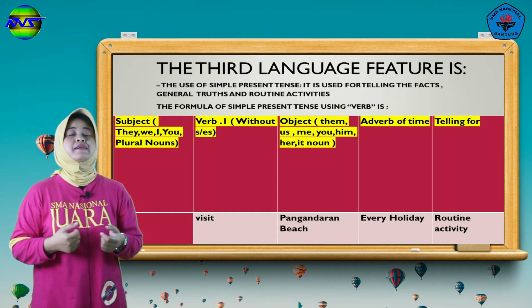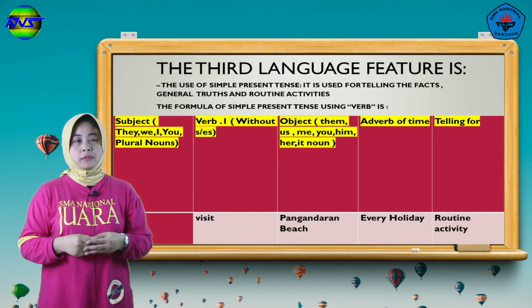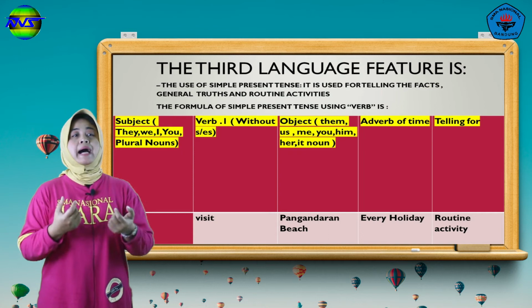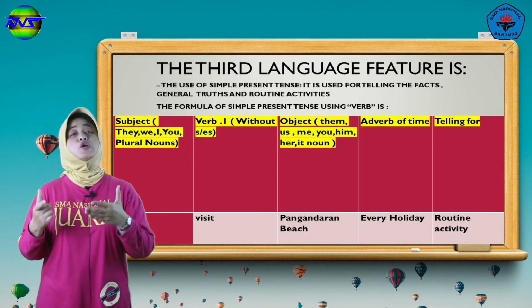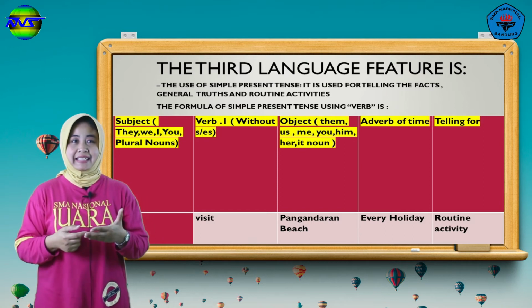Okay, now let's see. We will write the sentence: We visit Pangandaran Beach every holiday. So it is telling about a routine activity.